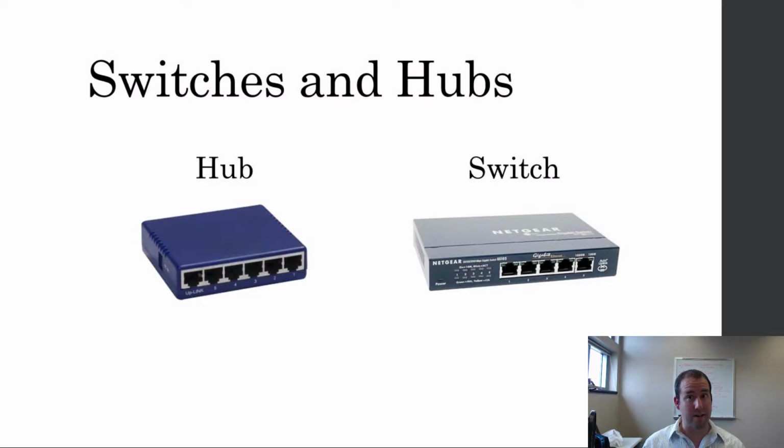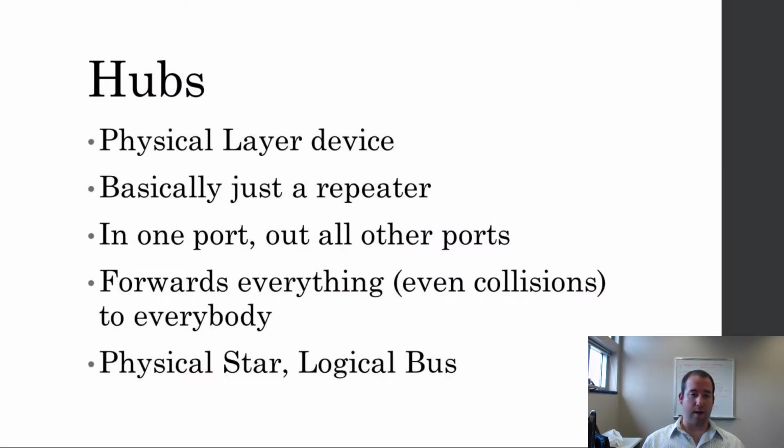But they're not the same device. They're very, very different. And the biggest difference is in the way that they operate. Hubs are a physical layer device, meaning, like the physical layer, they are dumb. All they are is a repeater. Essentially, when they receive a transmission on a port, they send that transmission out on every other port.